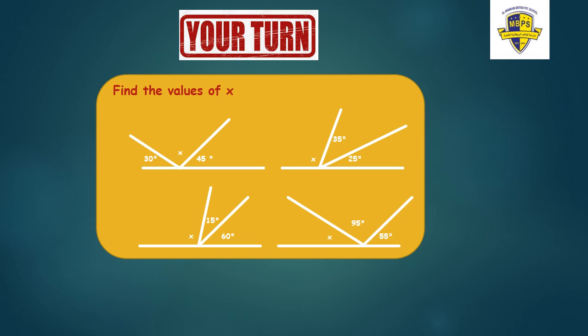Now this is your turn. Pause the video, bring paper, and try to find the missing angles. Here they name it X, and after that check your answer.